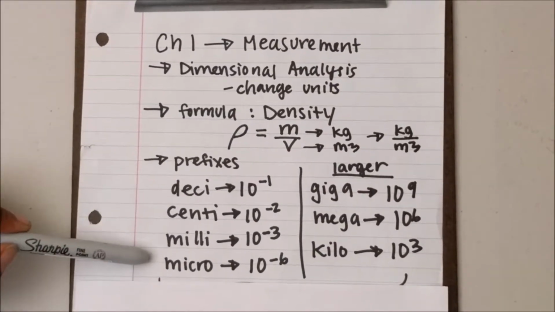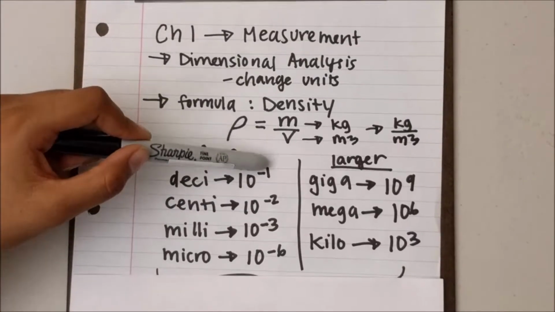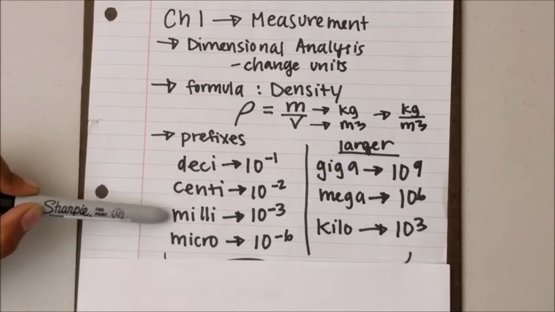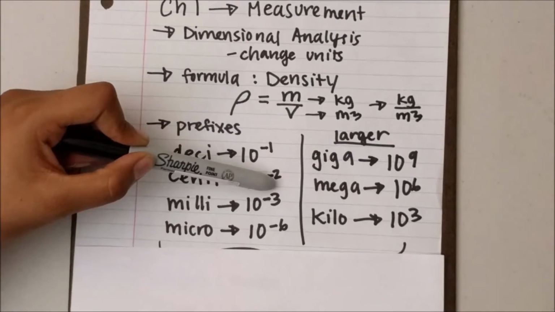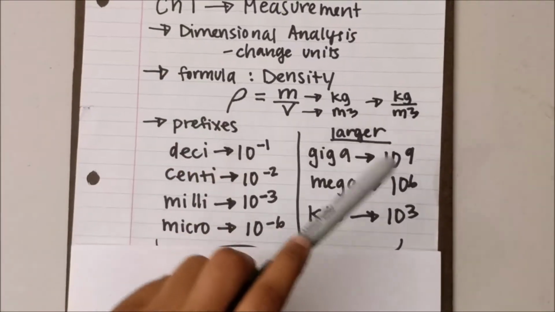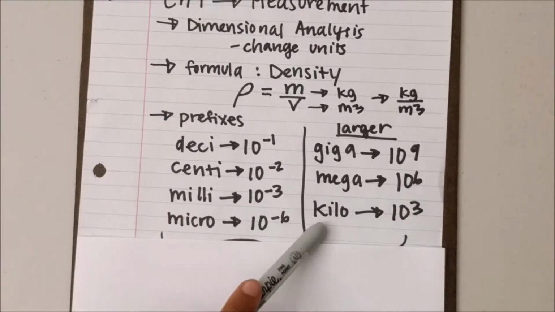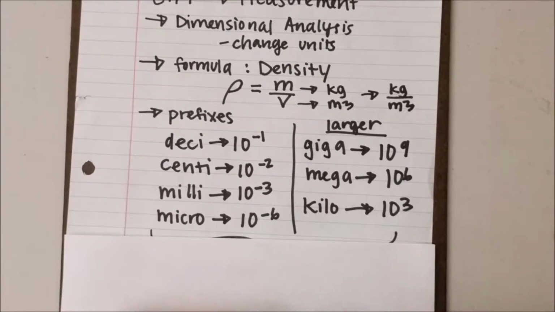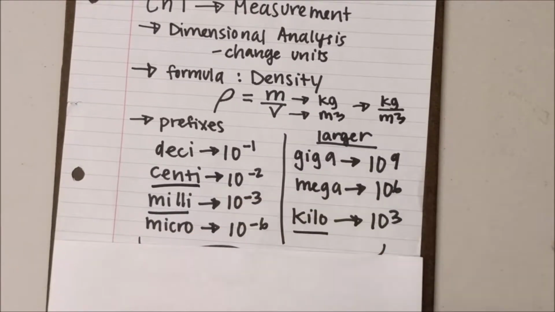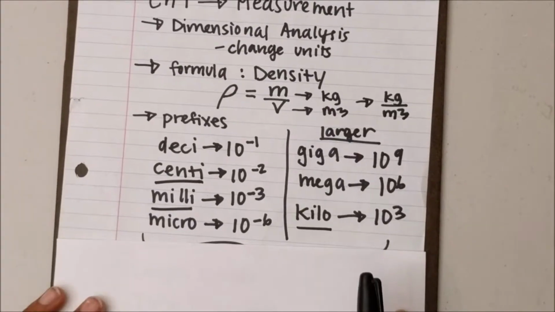The major prefixes you should know for the smaller numbers are deci, which is 10 to the power of negative 1, centi, which is 10 to the power of negative 2, milli, which is 10 to the power of negative 3, micro, 10 to the power of negative 6, giga, 10 to the power of negative 9, mega, 10 to the power of 6, and kilo, 10 to the power of 3. So the major ones here we want to highlight are kilo, milli, and centi. These will come up often throughout the chapter and in your practice problems as well.